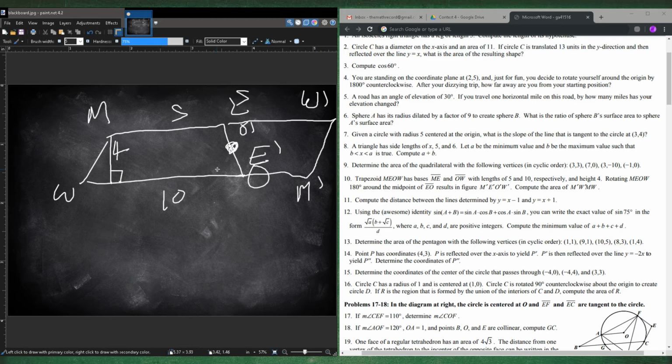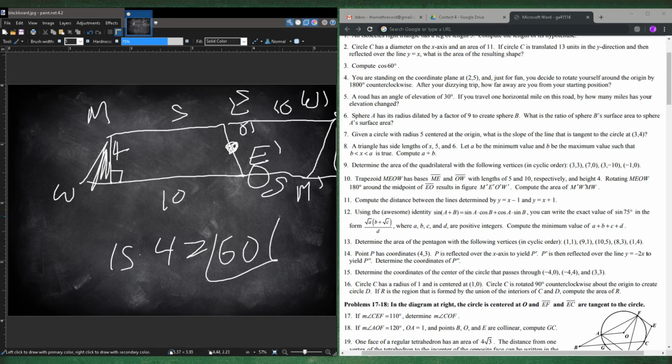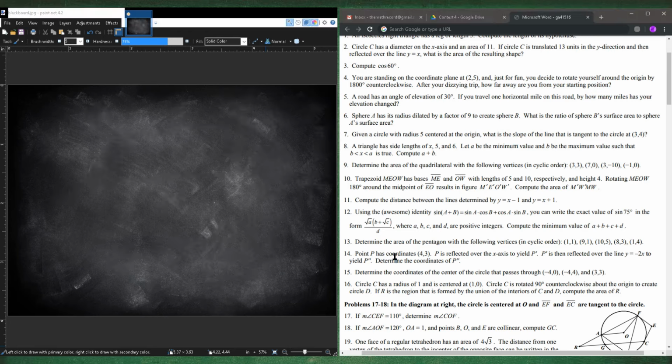Since this is 10, this will also be 10 because you're just moving 180, and this is 5. So the area of this, if you move this shape over here, is basically the area of a rectangle. So we have this entire thing as 10 plus 5, which is 15, so it's just length times height: 15 times 4. So the area is just 60. So number 10 is just 60. Basically that simple. It goes a long way to always just make a picture.